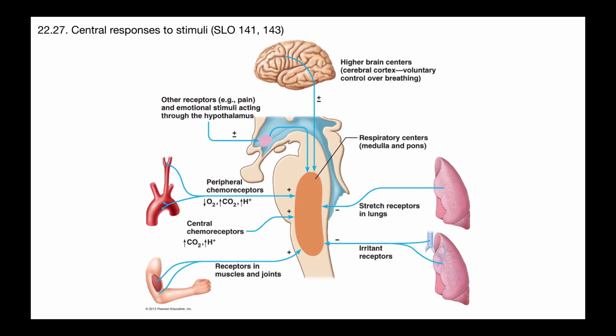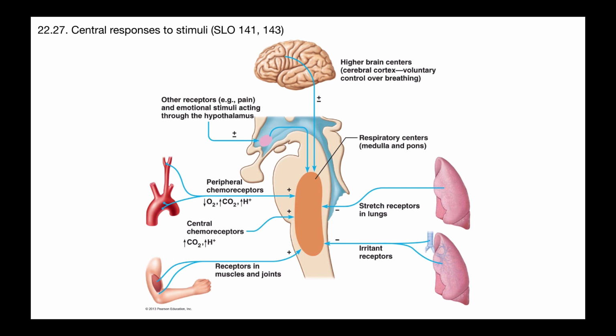If we go down the left side first, this says other receptors, emotional stimuli. So if you are anxious, if you are afraid, if you are in pain, that can make your ventilation rate go up. Or in the absence of those conditions, it can make ventilation rate slow down. We think of people hyperventilating when they're freaking out, and that's what's happening. They're regulated through the hypothalamus.